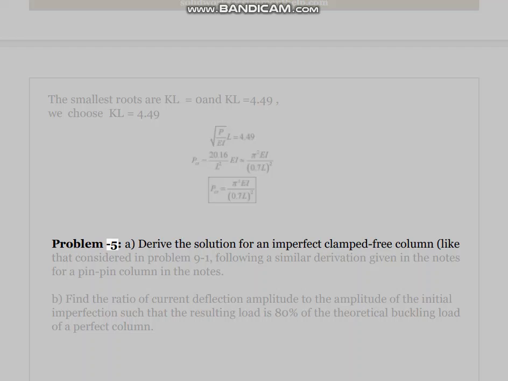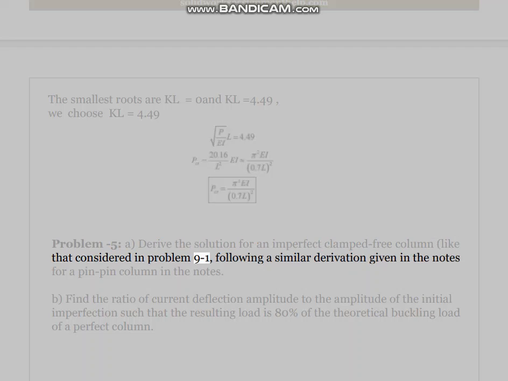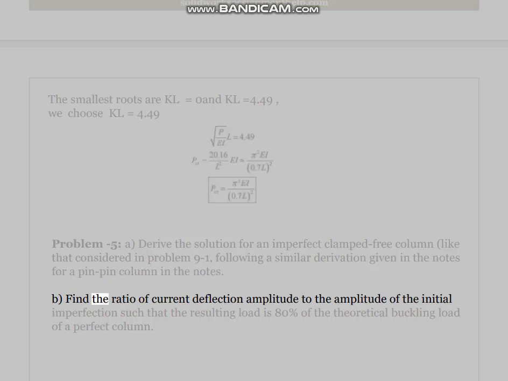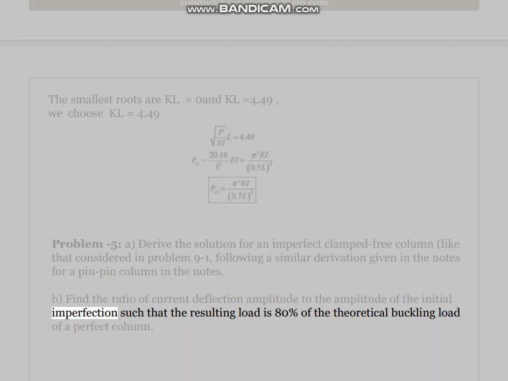Problem 5. A. Derive the solution for an imperfect clamped-free column, like that considered in problem 9-1, following a similar derivation given in the notes for a pin-pin column. B. Find the ratio of current deflection amplitude to the amplitude of the initial imperfection such that the resulting load is 80% of the theoretical buckling load of a perfect column.